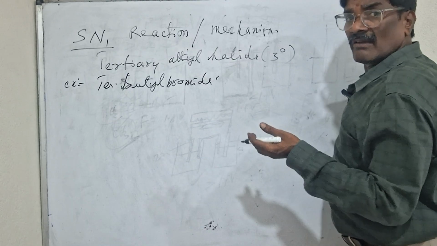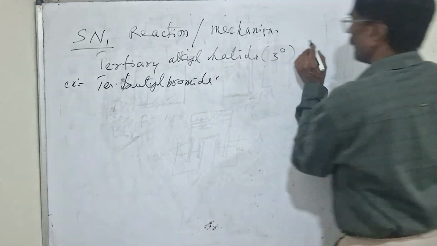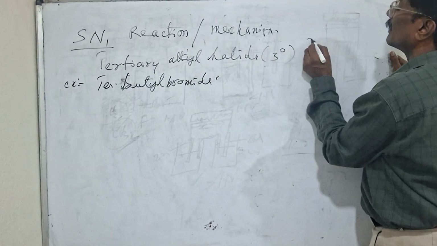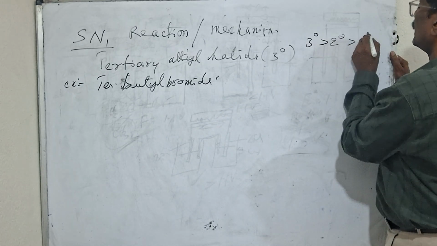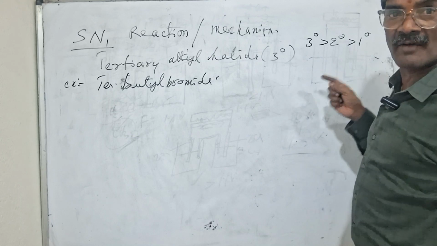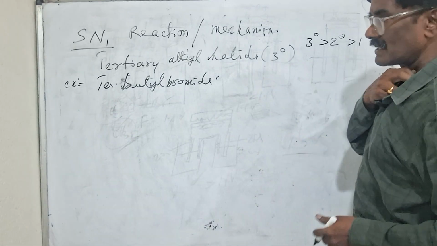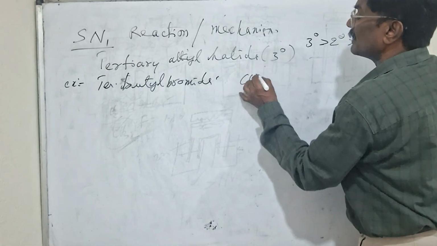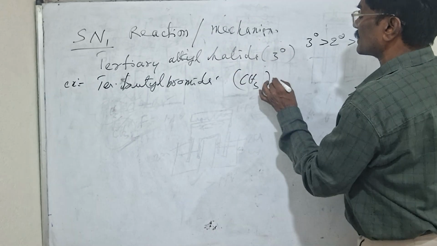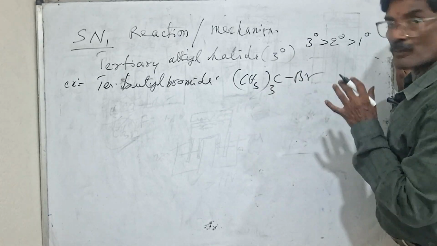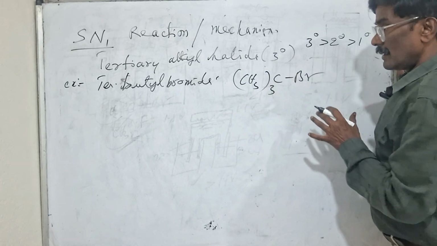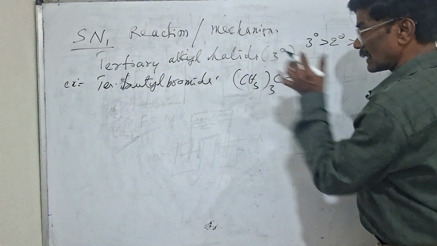SN1 reactivity decreases from 3 degree, which is highest, then 2 degree, and least in 1 degree. That is the order of reactivity of the SN1 mechanism. Tertiary butyl bromide has the formula (CH3)3CBr. This compound undergoes substitution.